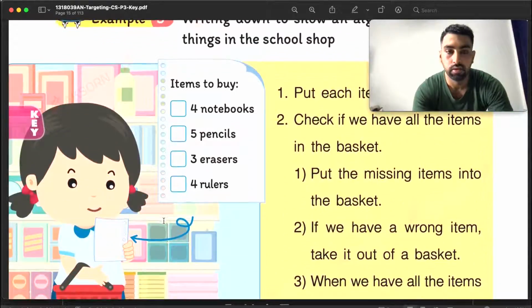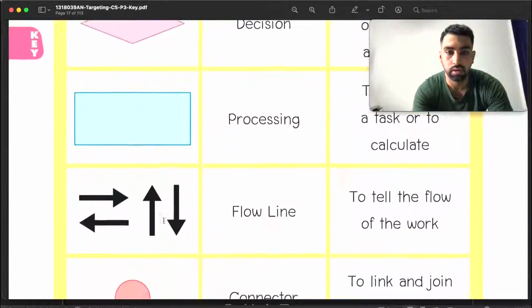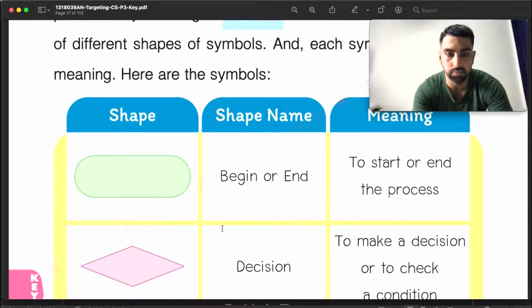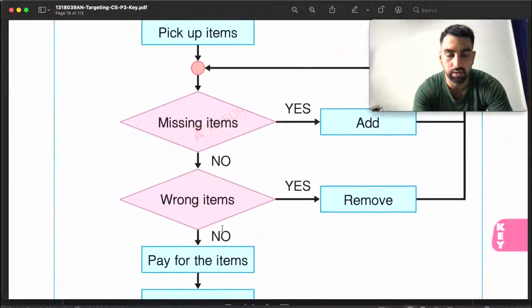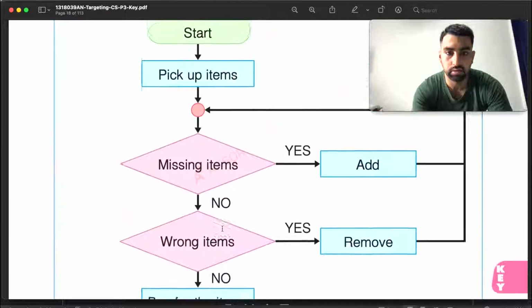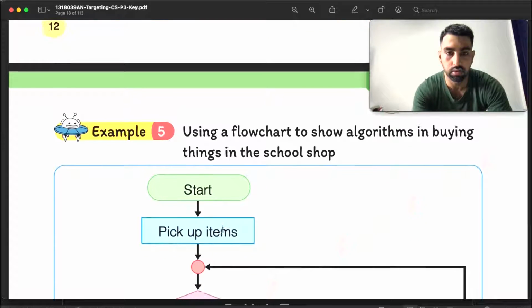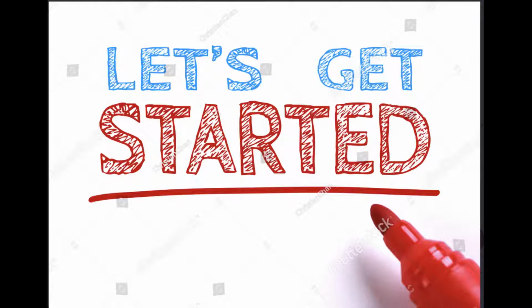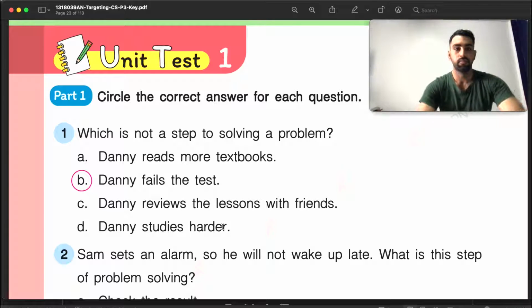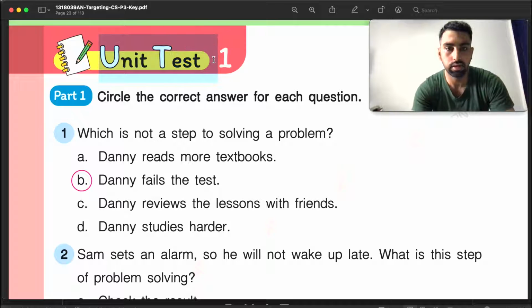And the flow chart, the most important is symbols and flow chart, and I hope you understood the flow chart and finished it. This was the problem you solved, buying some item from the school shop. Unit test. So this is going to be our topic for today, unit test 1.